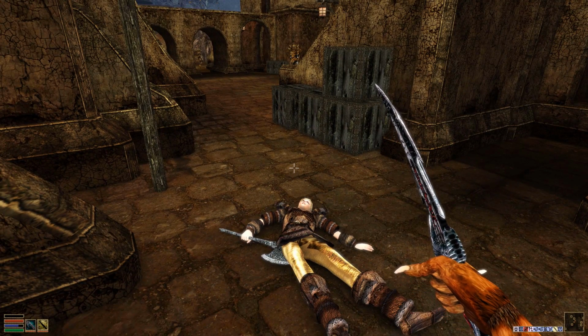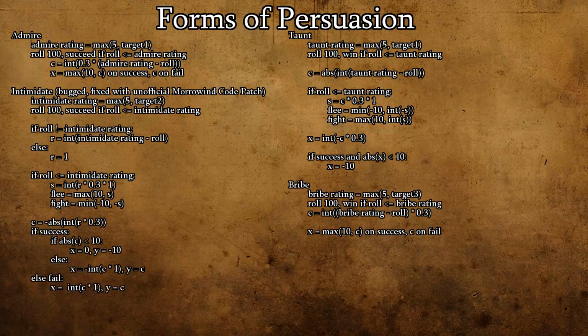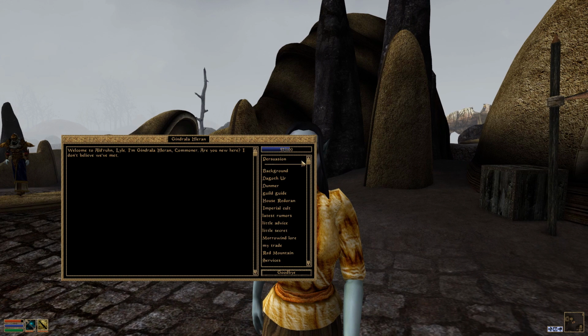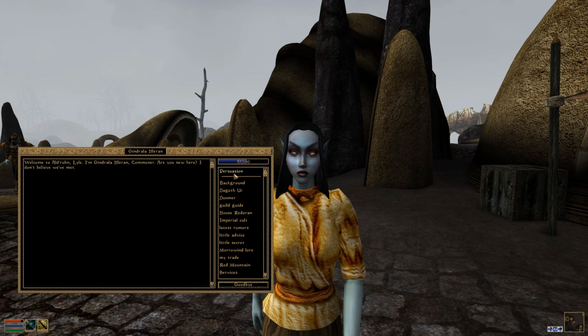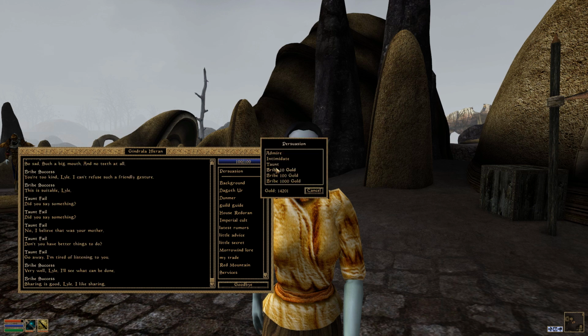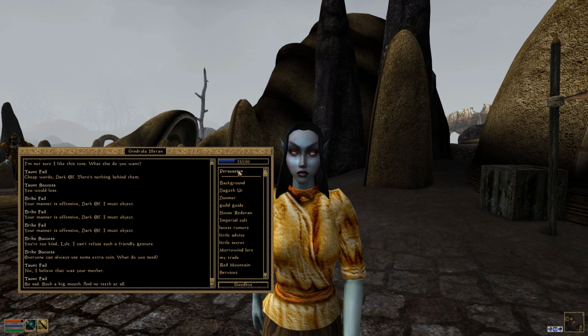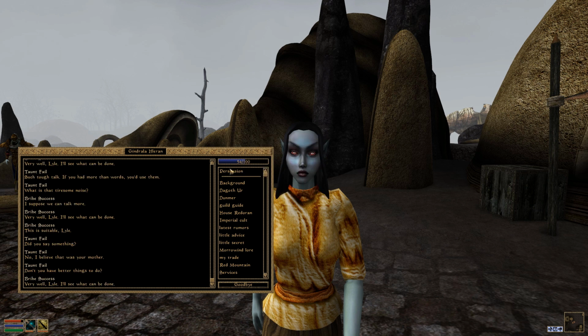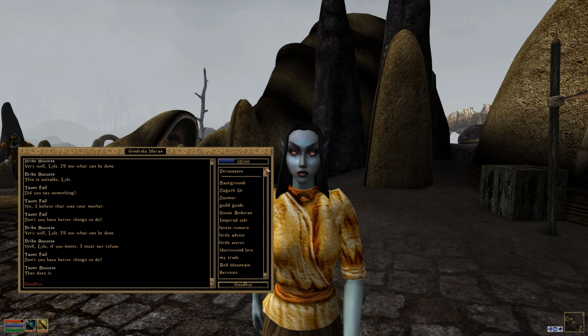The last form of persuasion is bribery. As you might expect, bribery works similar to admire, only you're paying an NPC money in exchange for higher disposition. Larger amounts of money grant higher success chances and higher amounts of disposition being gained on success. There's a couple things to note on bribery, though. While bribery does take into account your mercantile skill, it instead levels your speechcraft on success.